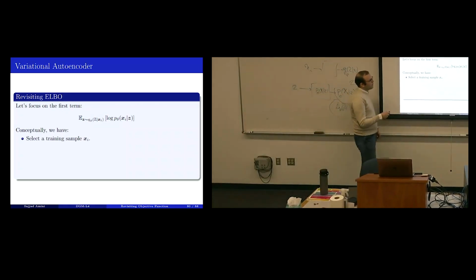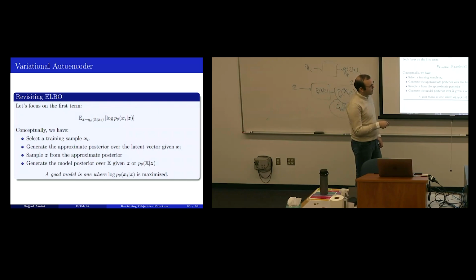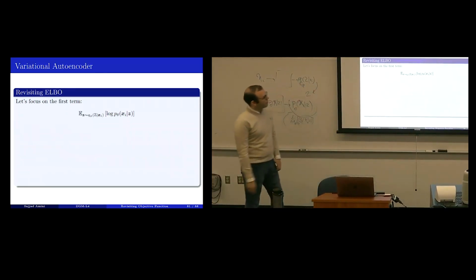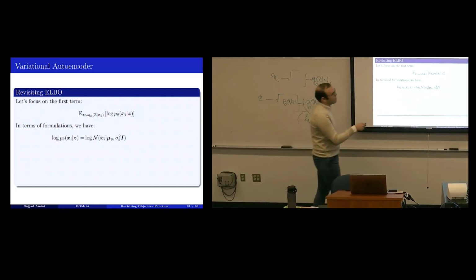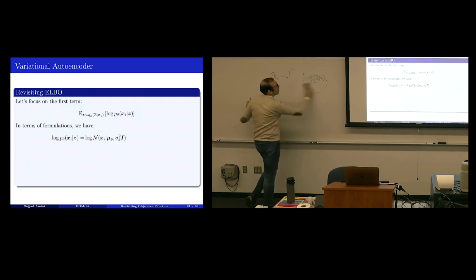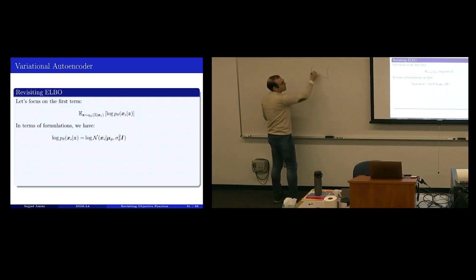So what happens in practice? You select an xi, generate the approximate posterior over the latent given xi. It means that this q phi, you sample from that, generate the model posterior x given z, and then a good model is one where this value is maximized because xi was the input to the encoder part. Now I have a sample. Assume that for the decoder part, remember the first slides about the variational autoencoder, given the latent, you generate a distribution over the x.